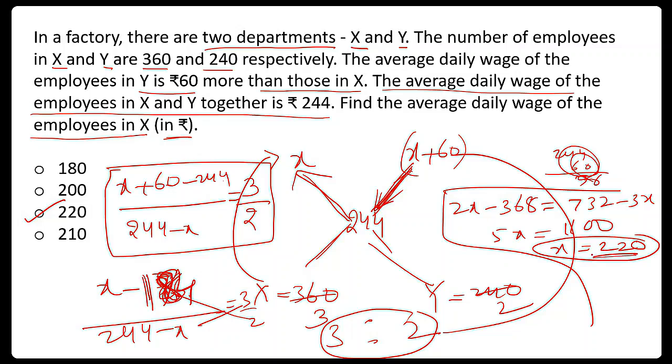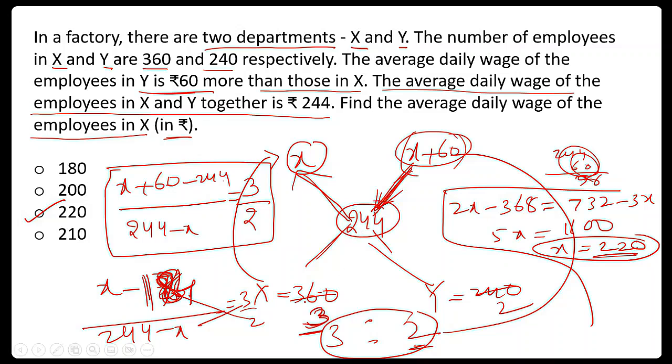So the final answer is 220. I applied the rule of alligation here because the ratio of the number of people in department X and department Y is given as 360, 240, so 3 is to 2. In X department, we do not know the average salary, so I assumed it as x. In Y department, 60 more than that, so x plus 60. Then I applied the rule of alligation.